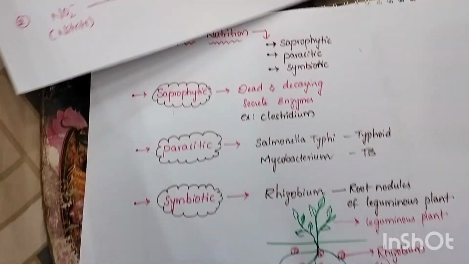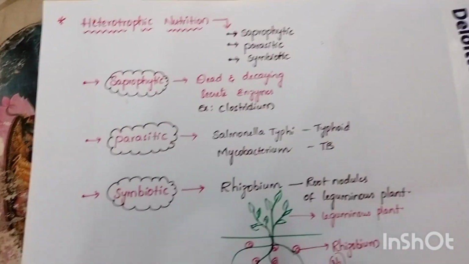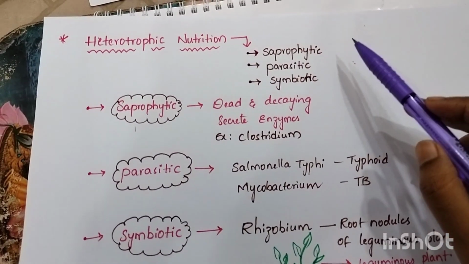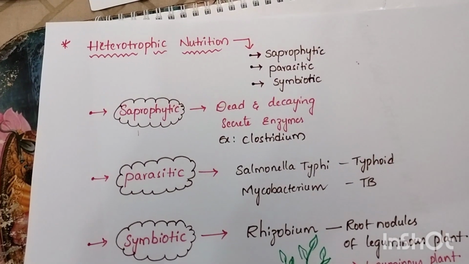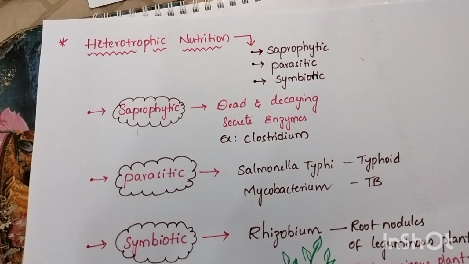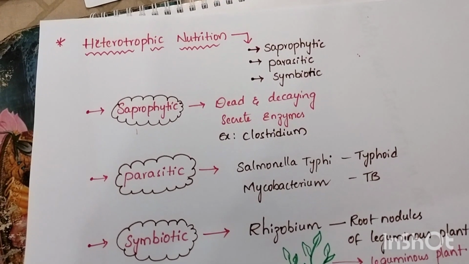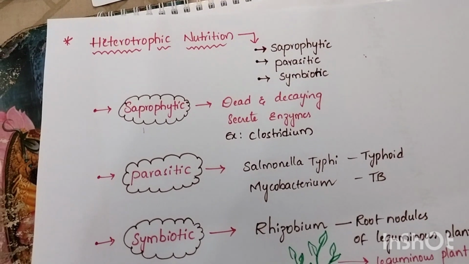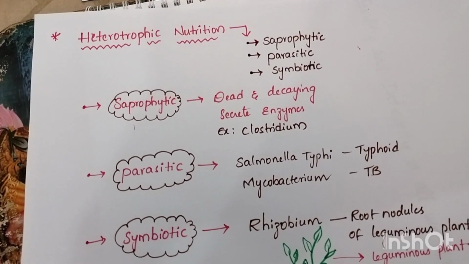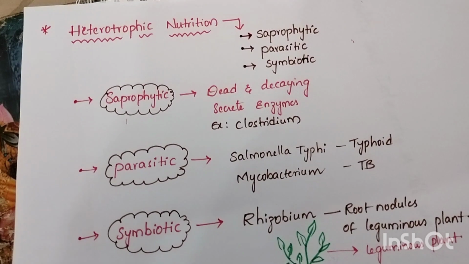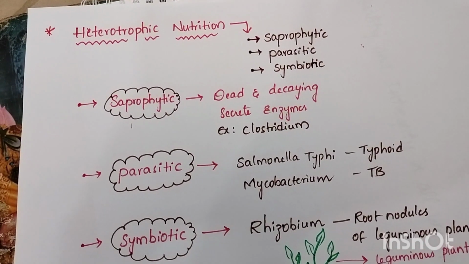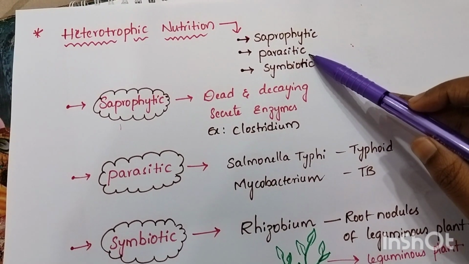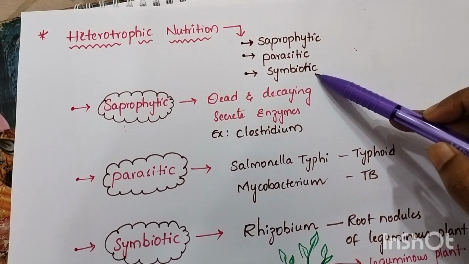Next, we'll discuss heterotrophism. So what is heterotrophic nutrition? Heterotrophic nutrition means, as we have discussed earlier, the bacteria which couldn't synthesize their own food material. If the bacteria depend upon other organisms for food, then they are called heterotrophic bacteria, and the process is called heterotrophic nutrition. So here there are three types of heterotrophic nutrition: saprophytic, parasitic, and symbiotic.